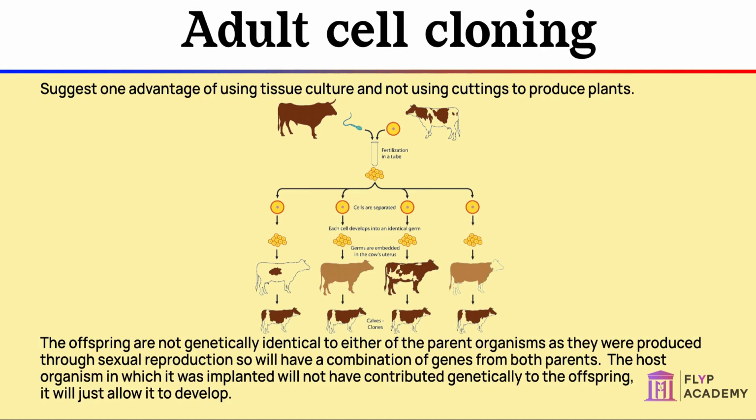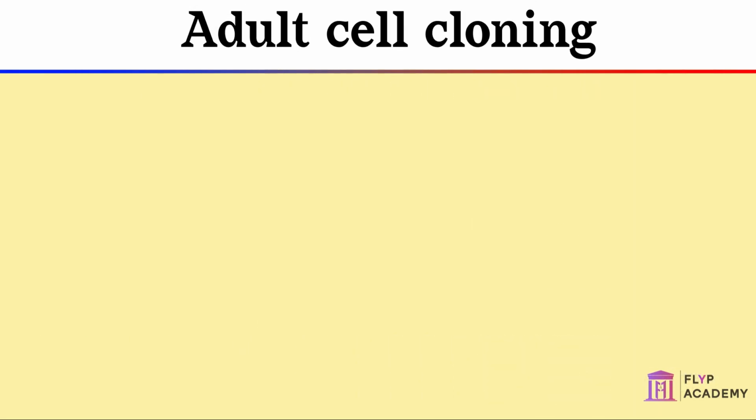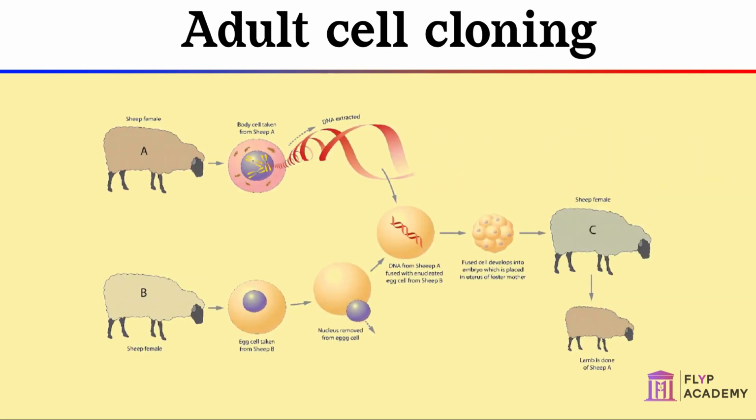Adult cell cloning is when a living organism is cloned to produce a genetically identical copy. The process of adult cell cloning is: the nucleus is removed from an unfertilized egg cell taken from a female organism. This egg cell is now called enucleated. An egg cell is used as it will divide and form an embryo.